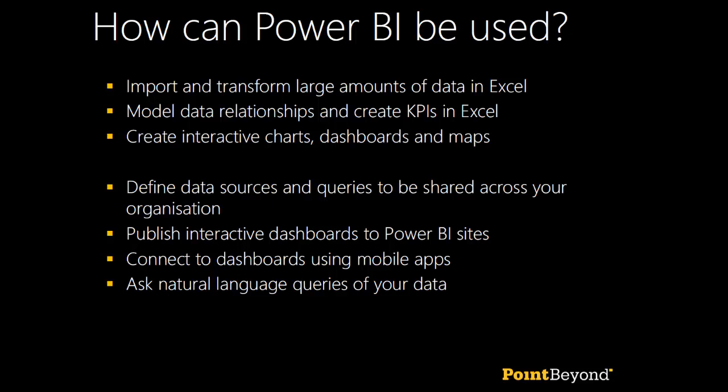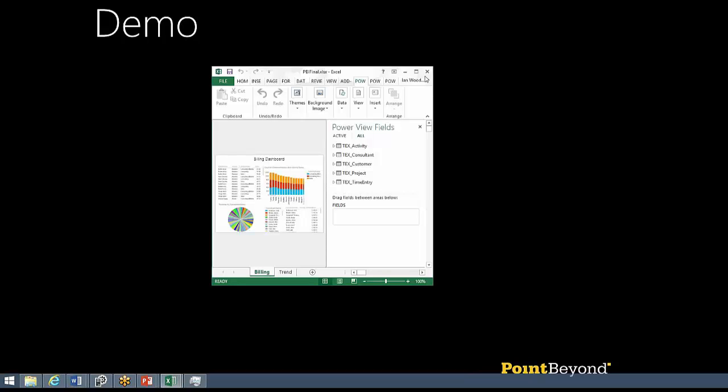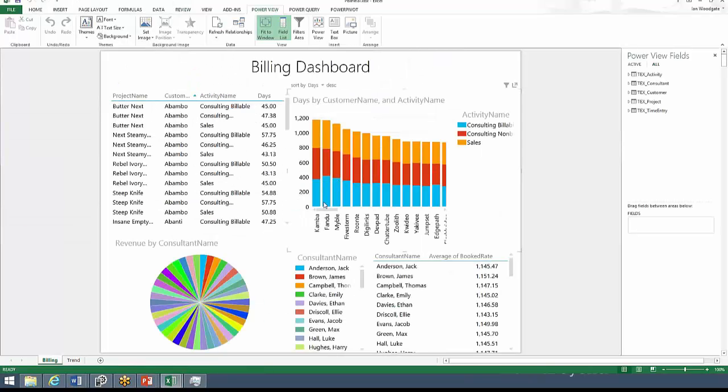Okay, I'm going to switch over now and demonstrate some of this functionality that we've been talking about. I'm going to start with Excel, and I'm going to start with the dashboard that I've created earlier. And this is the dashboard for a fictitious consulting company that has customers, does project work for customers, has consultants who are doing billable work for those customers on those projects. And this dashboard shows the relationship between those different entities.